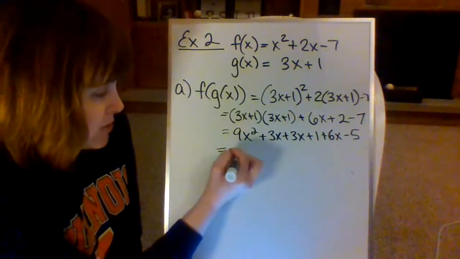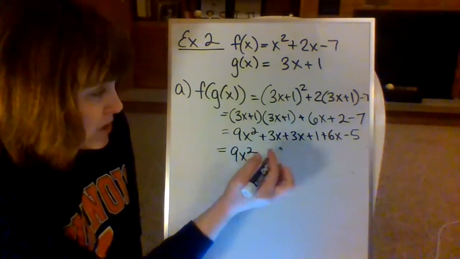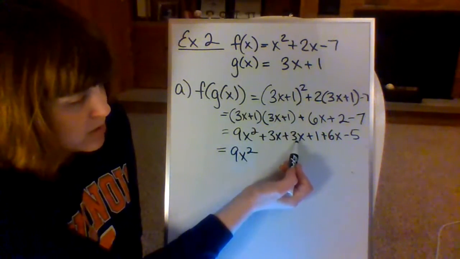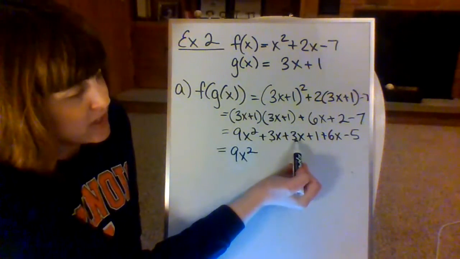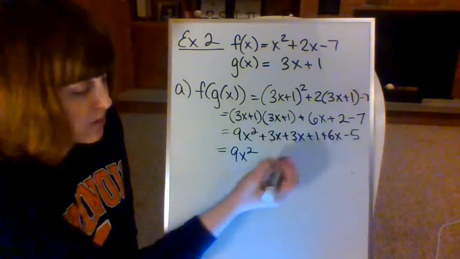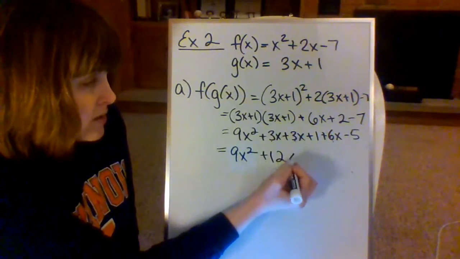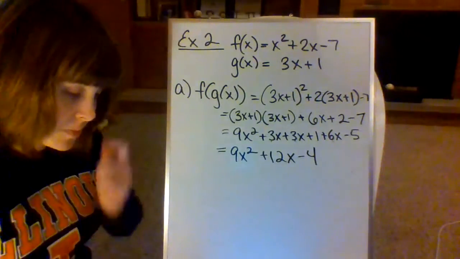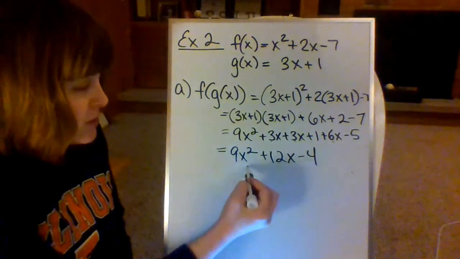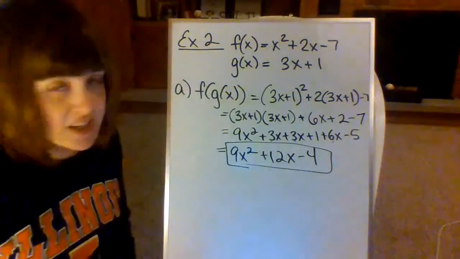Okay, so we have 9x squared, 3x plus 3x plus 6x. So 3 plus 3 is 6, 6 plus 6 is 12. And 1 minus 5 is negative 4. Okay, so that is the answer to that one.